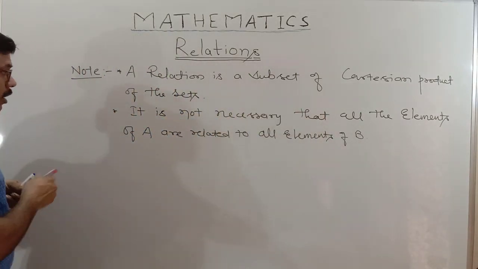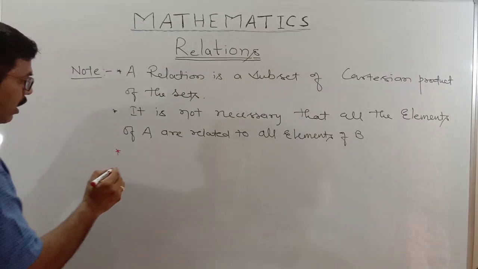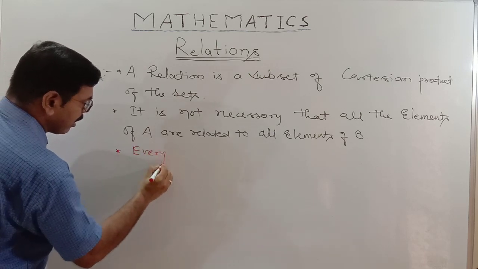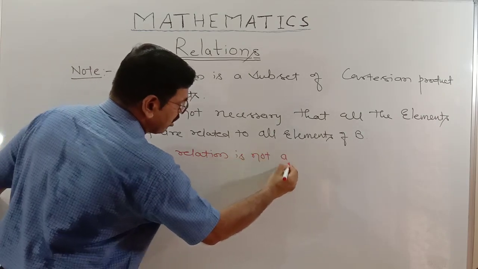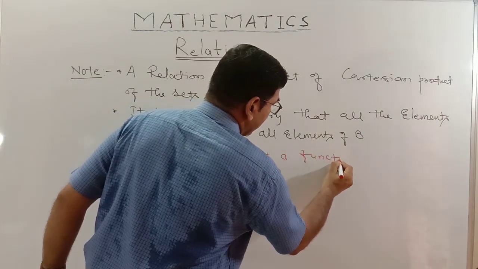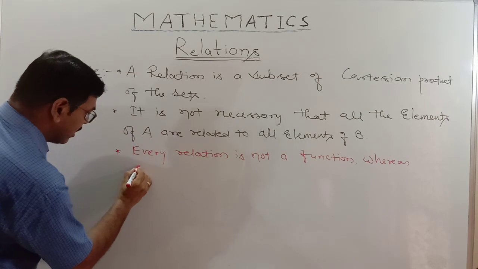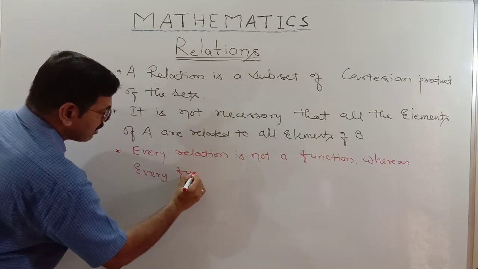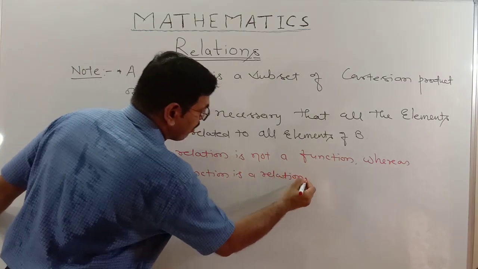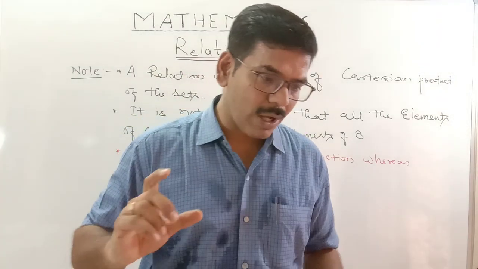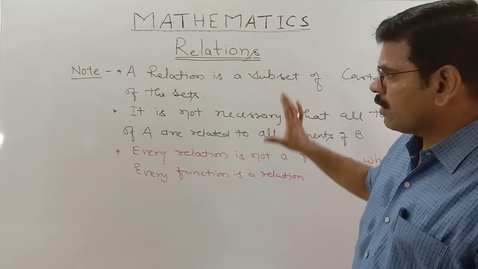Okay, now third we are writing: every relation is not a function, whereas every function is a relation. Every function is a relation. In the function chapter I will give you a very good example. After understanding that example you will understand the function. Okay, here you must note down this.